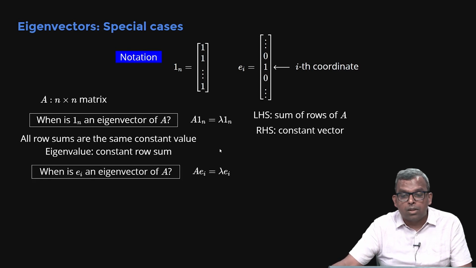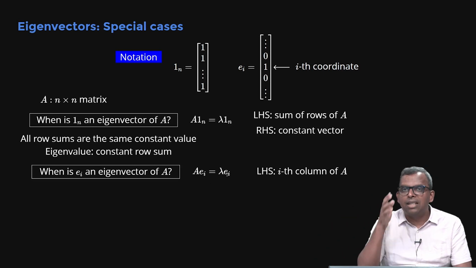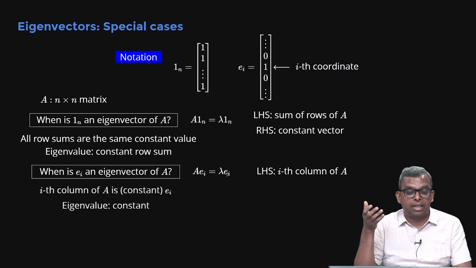Okay, so what about e_i? When will you have a canonical basis vector as an eigenvector of A? Notice what should happen here. A times e_i should be equal to lambda times e_i, which means the LHS is the ith column of A. What is the RHS? It's lambda times e_i. So the ith column of A should be proportional to e_i, right? So only the ith entry in the ith column of A should be non-zero. Everything else should be 0.